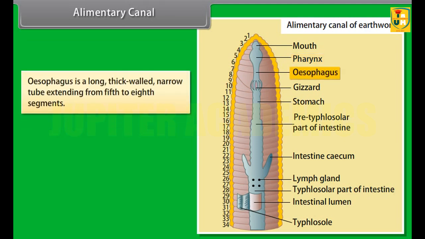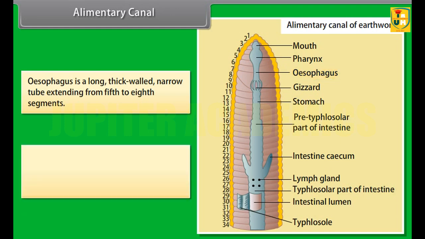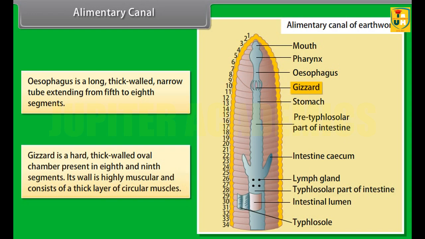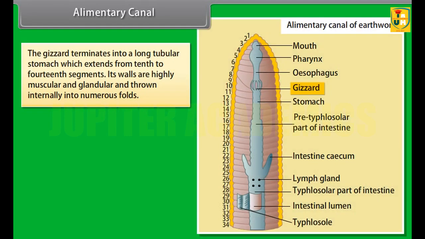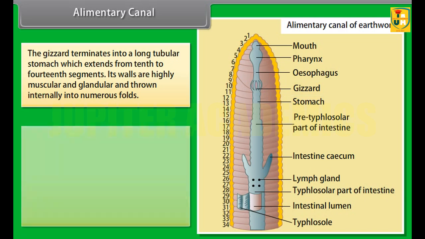Oesophagus is a long, thick-walled, narrow tube extending from 5th to 8th segment. Gizzard is a hard, thick-walled, oval chamber present in 8th and 9th segments. Its wall is highly muscular and consists of a thick layer of circular muscles. Alimentary canal. The gizzard terminates into a long tubular stomach which extends from 10th to 14th segments. Its walls are highly muscular and glandular and thrown internally into numerous folds.